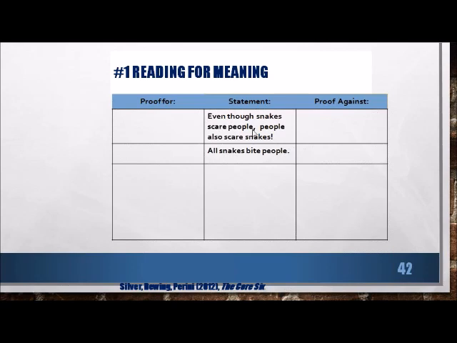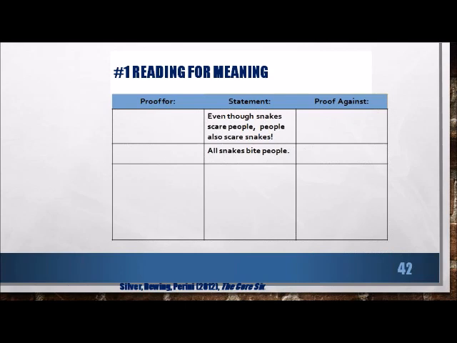This is an example kind of coming from the Common Core actually, but when you get ready to read a story with your students or your therapy group, give them a statement and tell them that they have to look for the answers to that statement. Is it true? Is there proof for it? Is there proof against it? So even though snakes scare people, people also scare snakes. Could that be true? This is about from a story where a snake gets loose in a house.